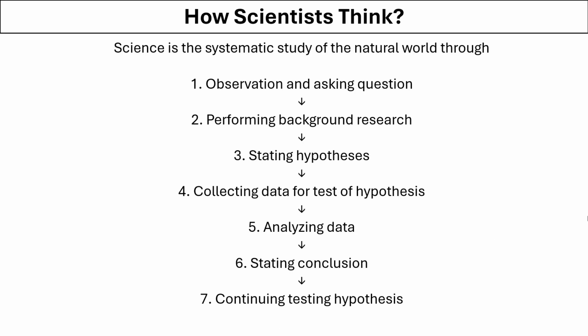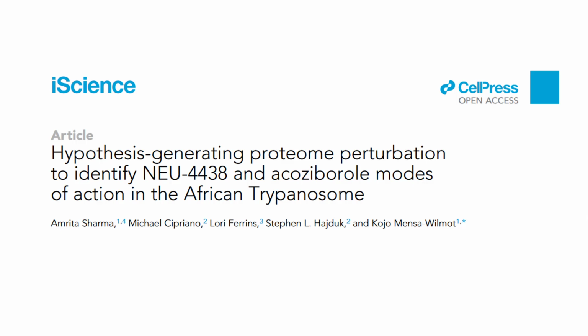So to summarize, these are the steps of the scientific method: observation and asking a question, performing background research, stating hypotheses, doing experiments, collecting data, then analyzing data, then stating your conclusions. And if you do not have any conclusive results, you keep on performing your experiments based on your newer hypotheses.